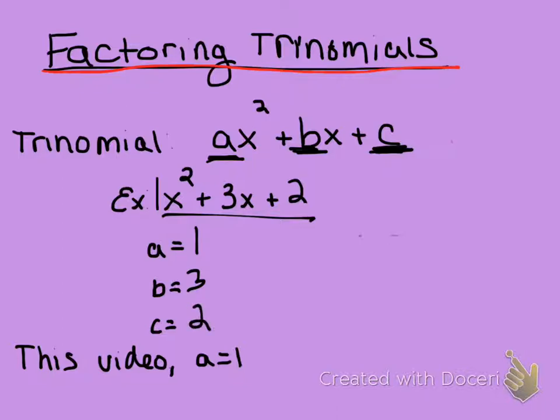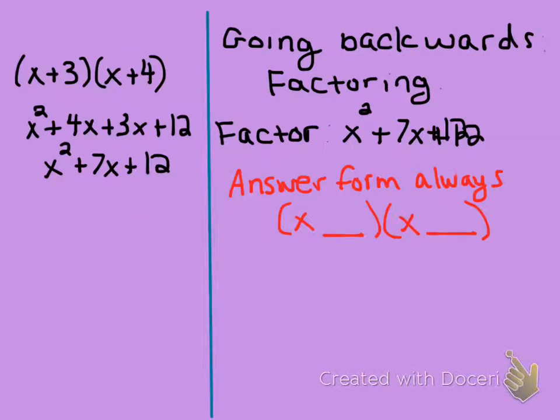So we're going to be factoring this trinomial. I'm going to show you how to go from what we have here back to what you would have multiplied together to get it. In this case, it'd be x plus 2 times x plus 1. You'll see on the left side that I have multiplied out x plus 3 times x plus 4. Those are the factors. When you multiply them out, you get x squared plus 4x plus 3x plus 12. Combine your two terms in the middle, and you get x squared plus 7x plus 12.